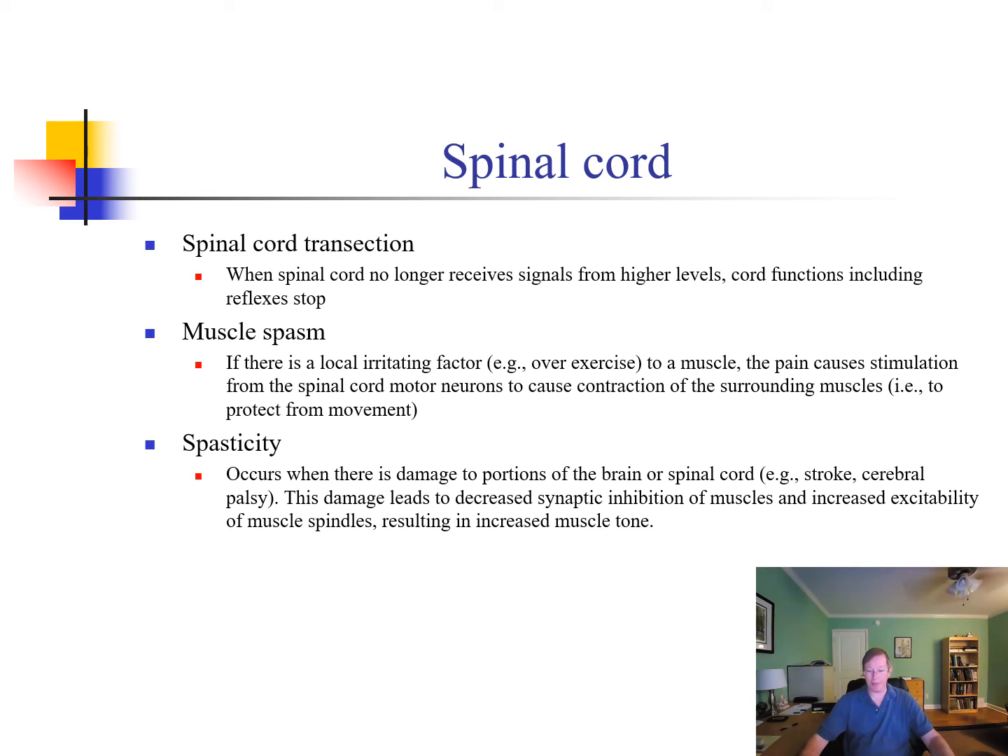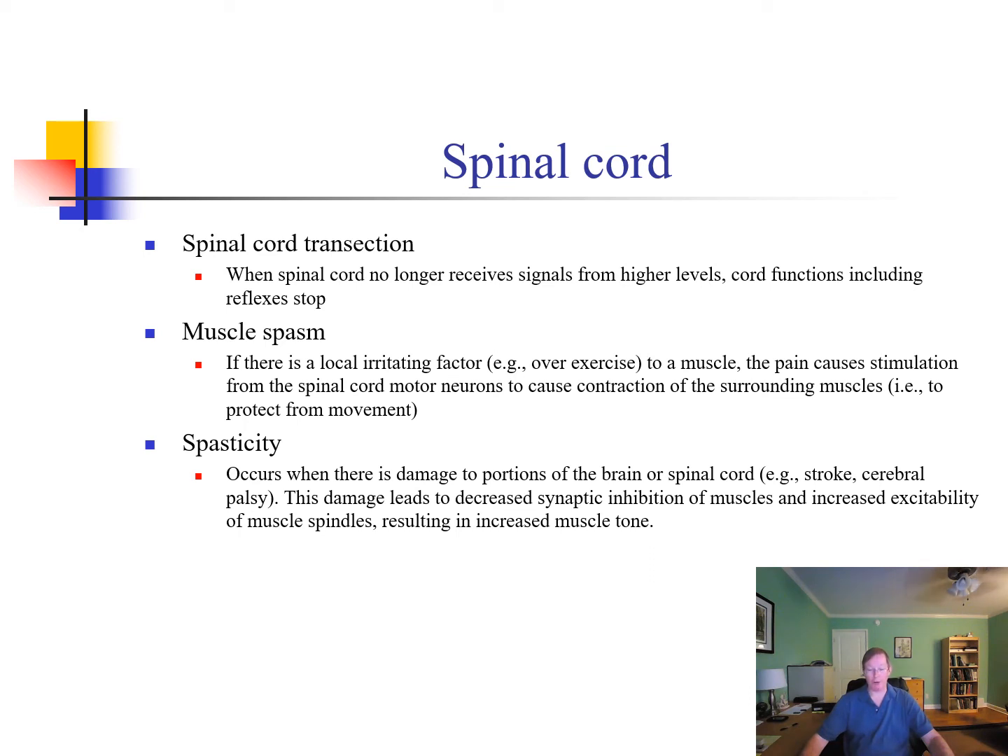Sometimes if there's damage to the spinal cord or to the brain, things like stroke or cerebral palsy, this can lead to a decrease in the synaptic inhibition of the muscles, and so they are more excitable in terms of the muscle spindles, and you'll get increased tone as well as what's called spasticity, and that leads to a less fluid movement. And you may have seen this in people that have either cerebral palsy or who have had a stroke.